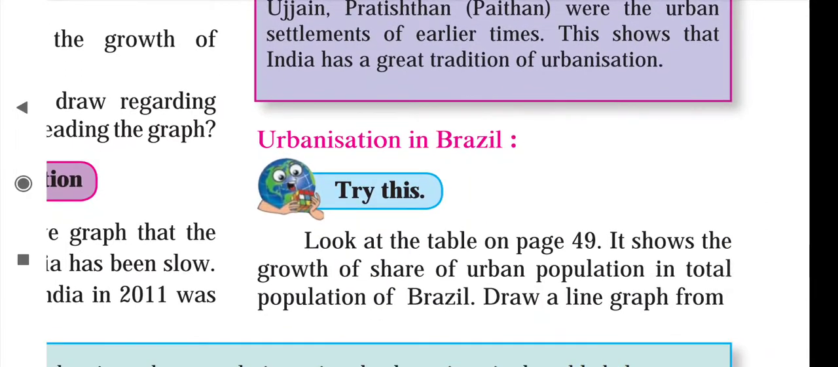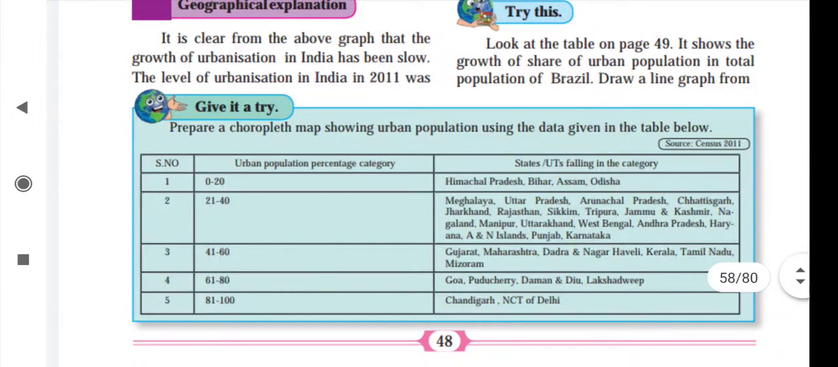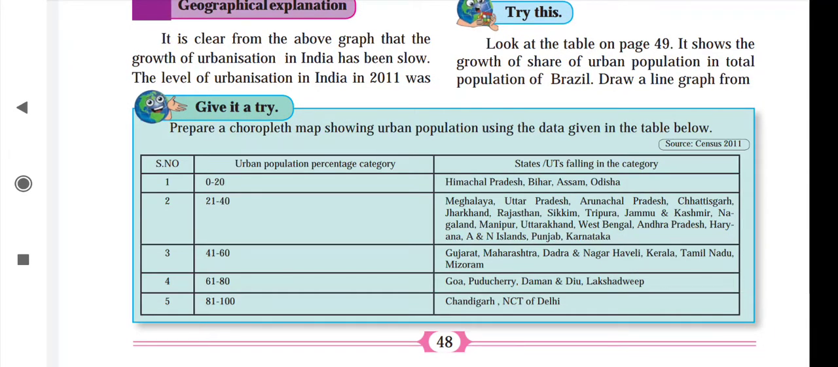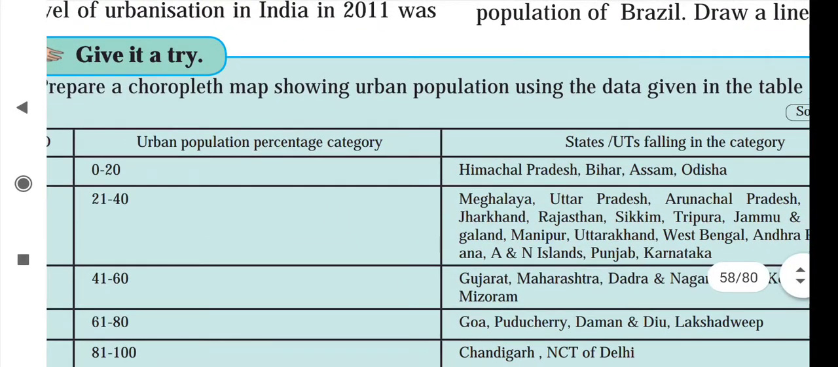Now we will study urbanization in Brazil. Look at the table on page number 49. So before we start urbanization in Brazil, one activity is given here for the students. It says to prepare a Choropleth map showing urban population using the data given below. So what is given? Serial number, then urban population percentage categorization: 0 to 20, 21 to 40, 41 to 60, 61 to 80 and 81 to 100. And here states are given. So you have to prepare a Choropleth map.